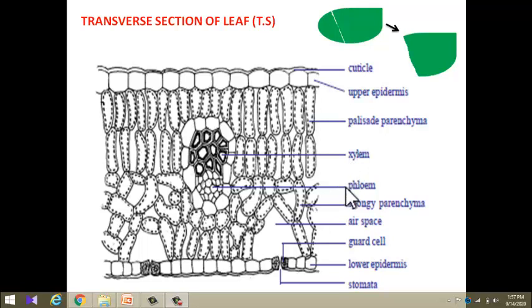Both this xylem and phloem are surrounded by a layer of cells called bundle sheath. That is not given in this diagram. It is not labeled in this diagram, but is present in the diagram. So this is what transverse section is.